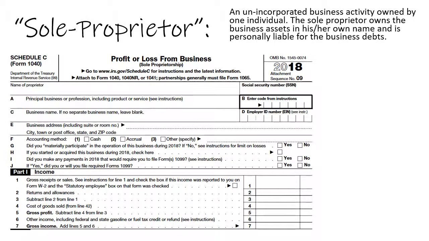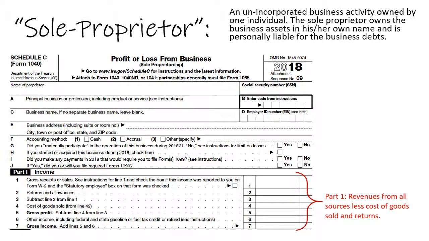A sole proprietorship is an unincorporated business activity owned by one individual. It can also be owned by a couple and still be considered a sole proprietorship. The sole proprietor owns the business assets in his or her own name and is personally liable for the business debts. Schedule C of Form 1040 is used to report profit or loss from a business operation.